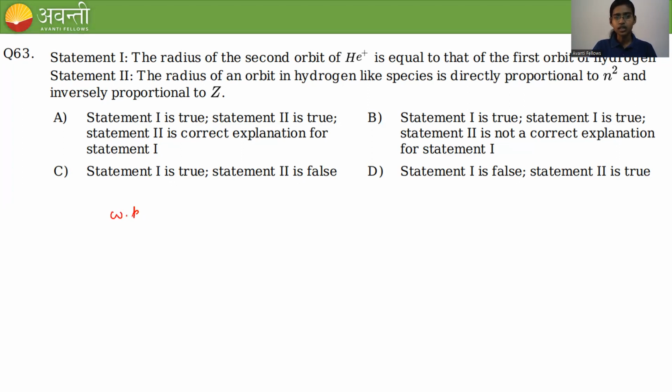We know that the radius of the nth orbit is directly proportional to n square and inversely proportional to Z. So what is n?